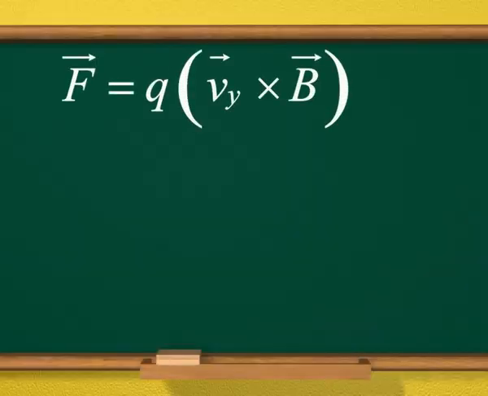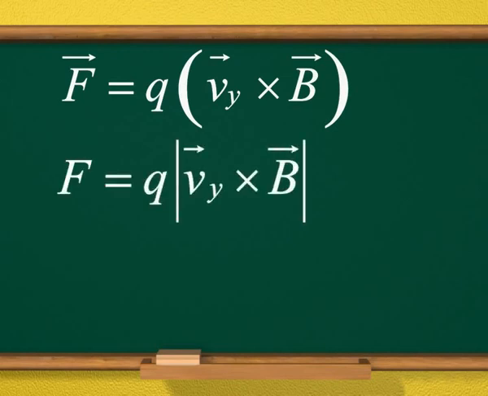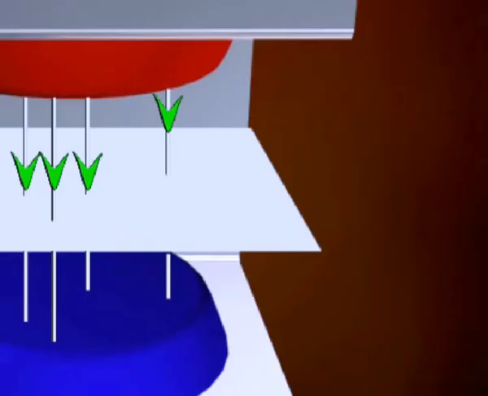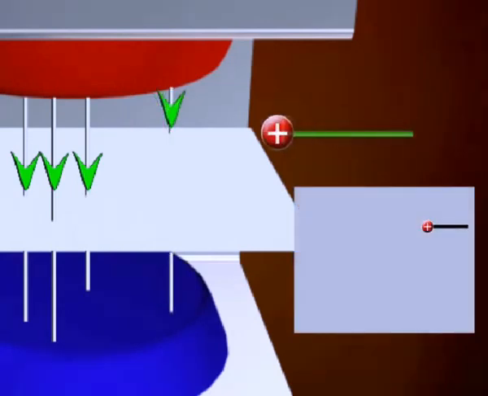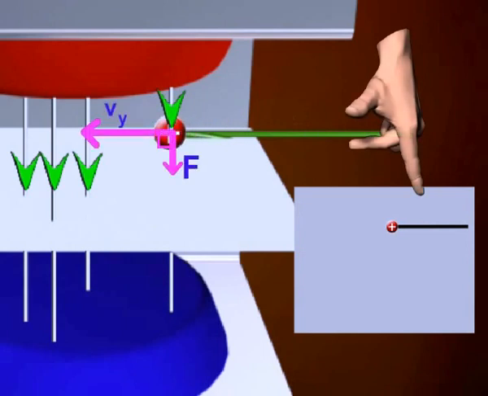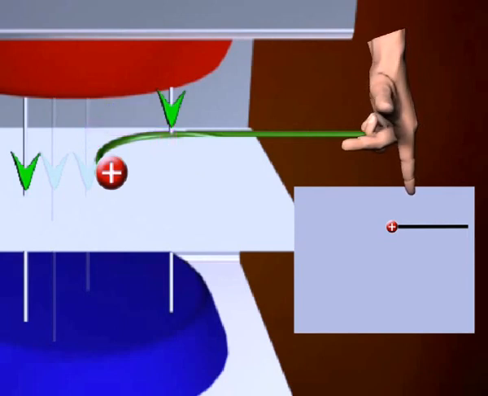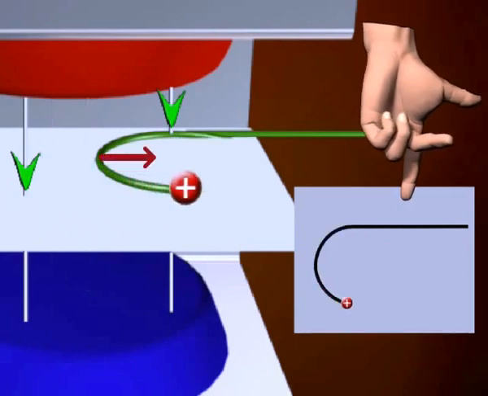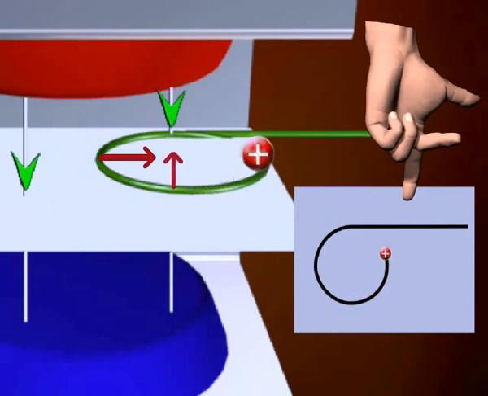On the other hand, for the velocity component vy, the force acting on the charged particle due to magnetic field is vector F equal to q times the cross product of vector vy and vector B. Therefore, the magnitude of the force F becomes q vy B sin 90 degrees, or q v B sin theta. The direction of this force is perpendicular to the plane containing vy and B. Since this force always remains perpendicular to vy, it does not perform any work. This force cannot change the magnitude of velocity vy, but it changes the direction of motion of the particle. Due to this, the charged particle moves in a circular path in the magnetic field.